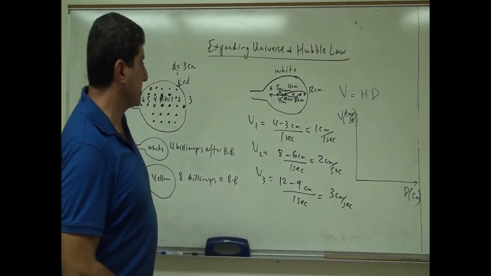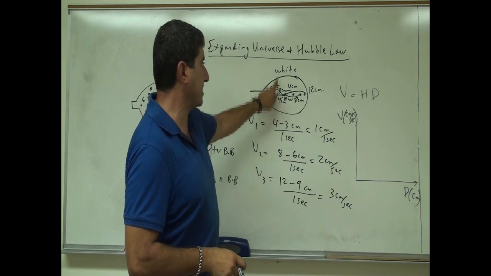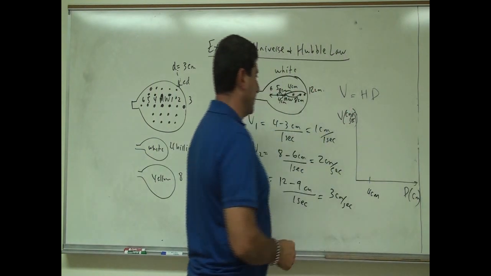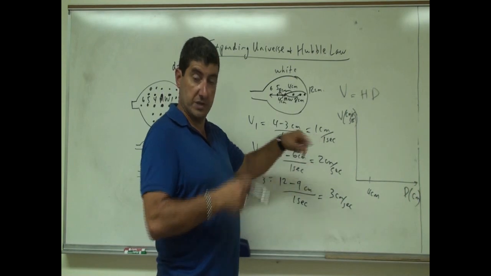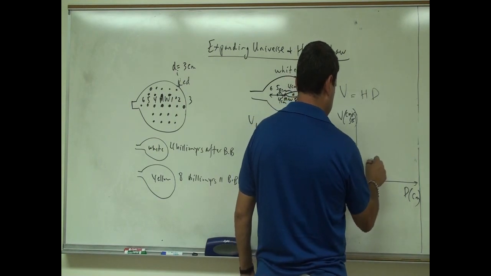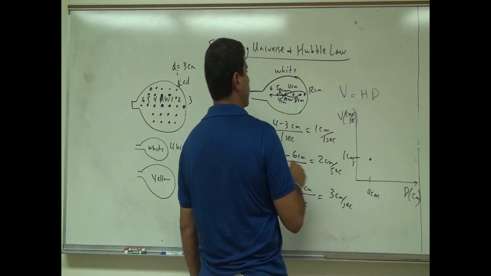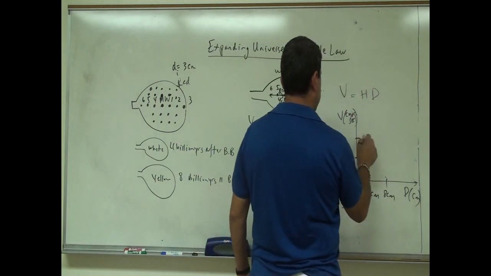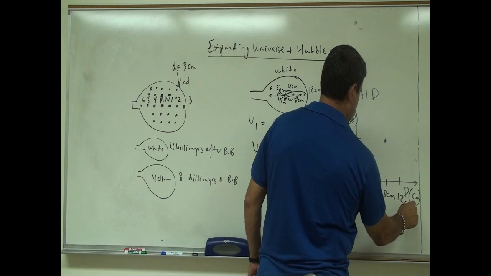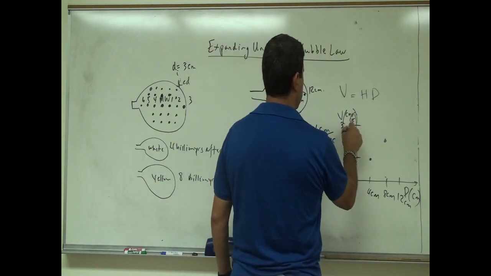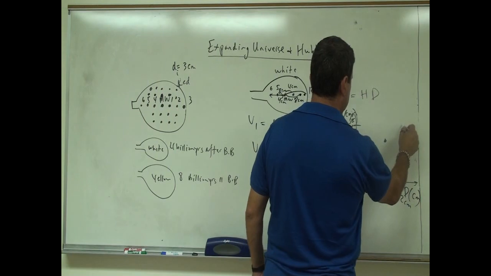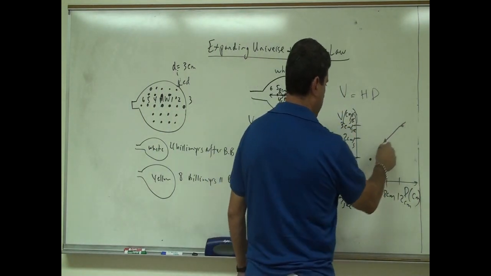So the first galaxy, its distance away from you is 4 centimeters, at the point where you're measuring the galaxy at this time, right? What is its velocity? Its average velocity from you, the velocity of recession, is 1 centimeter per second. So we can say here, 1 centimeter per second. The galaxy that's 8 centimeters away is going to be moving away from you 2 centimeters per second. So you see, we're getting a straight line. And a galaxy that's 12 centimeters away is moving away from you at 3 centimeters per second, right? So we have 4, 8, and 12. We have a straight line.